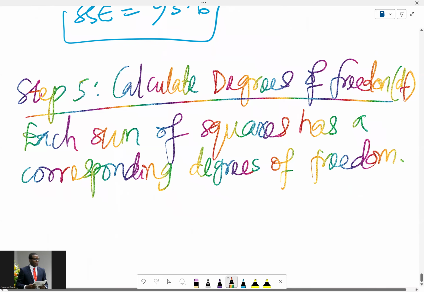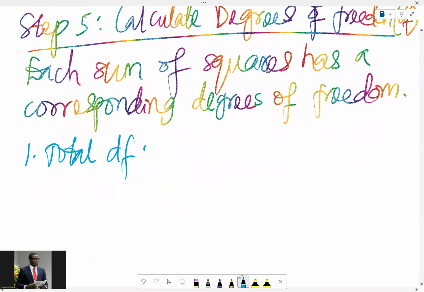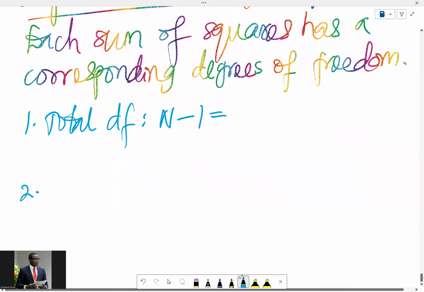So the first one, again, we can do all this itemization. 1, total degree of freedom. There's a total degree of freedom, and that is n minus 1. N is the total number of observations. So total number of observations is 20 in this case, I believe. Okay, let me just write the formulas, then I'll fix all the values also.